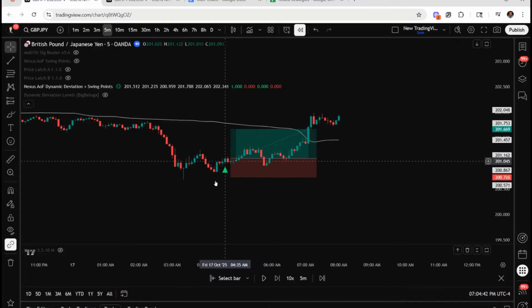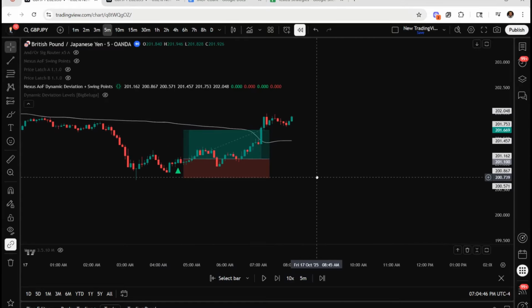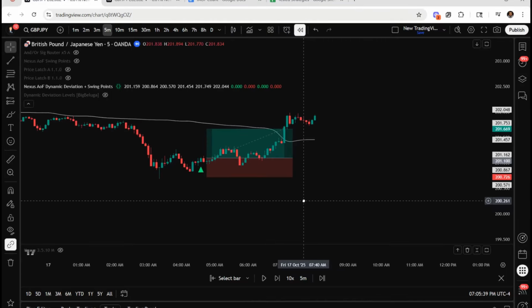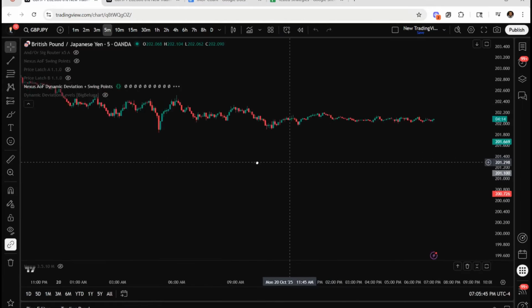And you can see it takes just a little bit, but we eventually make this nice push to the upside, getting us to our take profit. All right, so let's go ahead and take a look at the numbers on this indicator. So what we'll do is just go ahead and exit out of the bar replay like so.